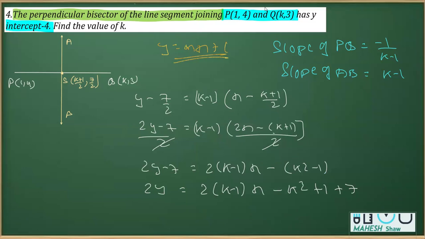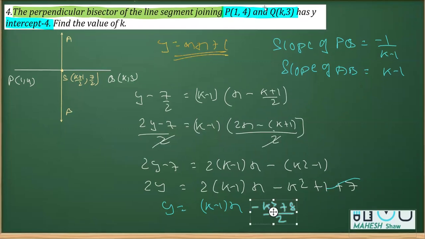Now, I have to transpose this on the other side again, because I'm going to isolate y here. So on isolating y, dividing by 2, I'm going to get (k minus 1) over 2 times x, and dividing this by 2, this is minus k square plus 8, from 7 plus 1, that is 8, over 2. So this is what its y-intercept. This is what its y-intercept.